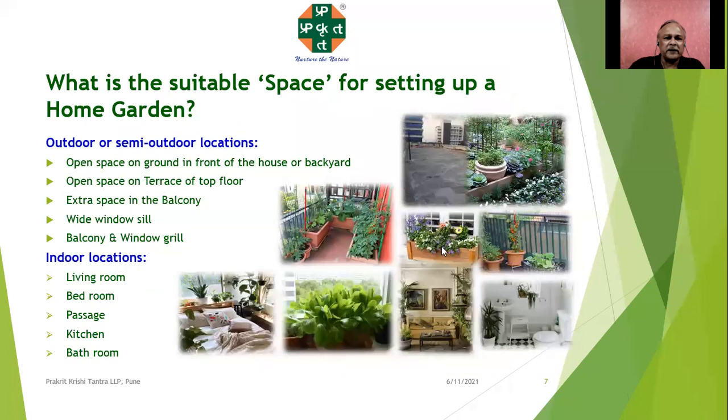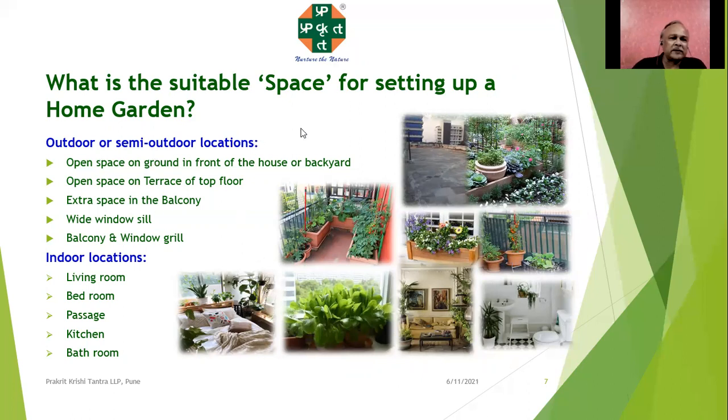Then comes the space. Now, when I say about the space, you can see different pictures. Here, this is the open terrace, and then after the terrace is planned and converted into a garden, you can see here. Similarly, this is a balcony, or a window sill, or a balcony grill. Then even in the bathroom or living room, window, kitchen window, or the living room, bedroom, different places.